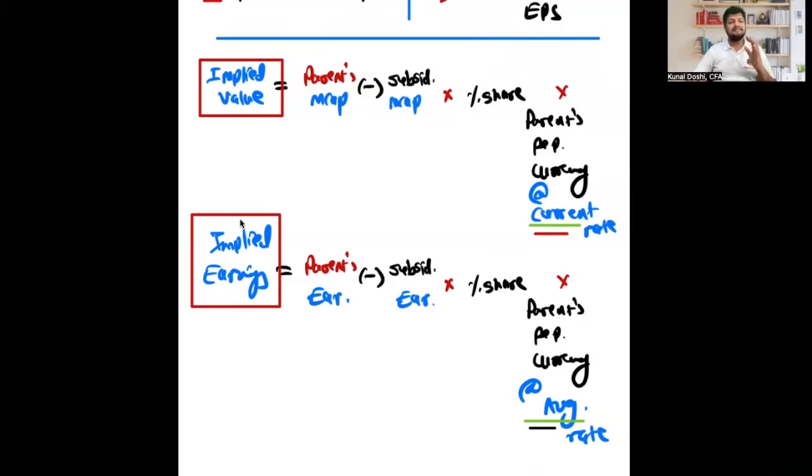So again, the implied value of the company will be the parent's value minus the subsidiary's proportionate share adjusted for currency at the current rate. For standalone earnings, the parent's earnings minus the proportionate share of the subsidiary's earnings adjusted at the average rate. Once you get the implied price and implied earnings, you can get the implied PE ratio also. All right, everyone? Clear?